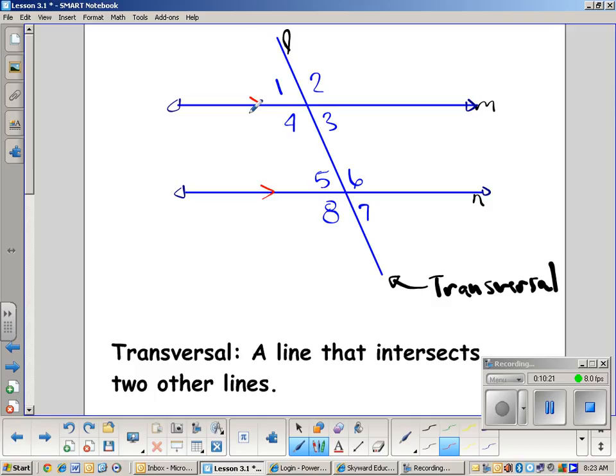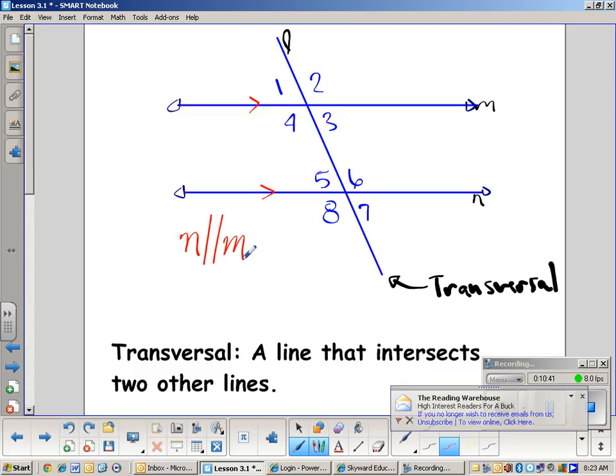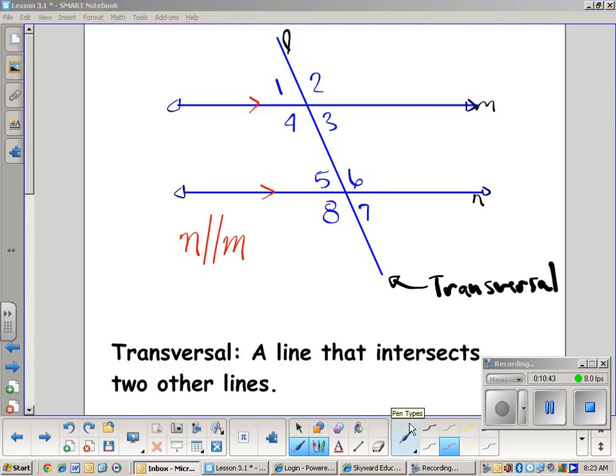If they don't have that on there, if they don't say lines L and M are parallel, then you can't make that assumption. If they showed you this, that would mean line N is parallel to line M. Okay? If they showed you that, then you would know that. Or if they put these little marks on here like we have here, then that tells you that they're parallel. So, knowing these lines are parallel, what do we know about corresponding angles?